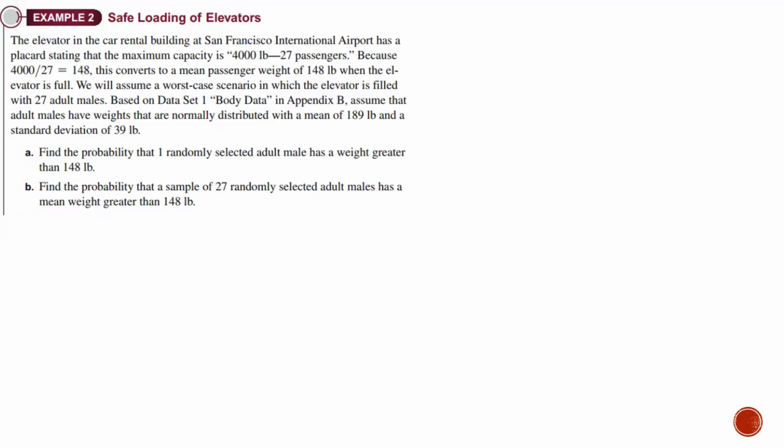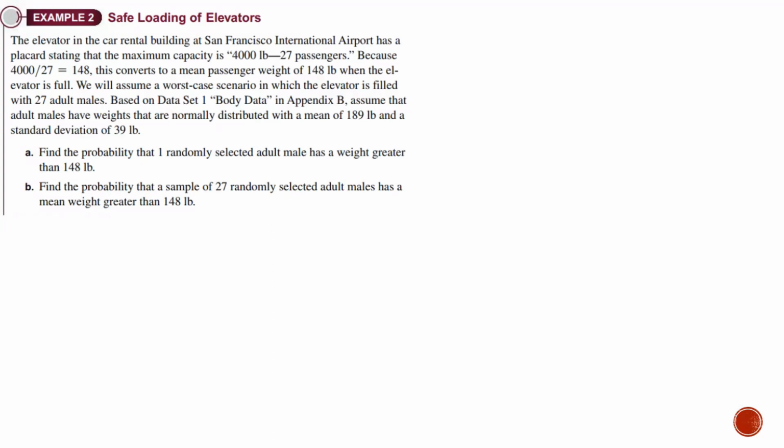I don't know if this is true, so this is an oddly specific example, but here we go. There's an elevator in the car rental building at San Francisco International Airport. Flights land, and everyone goes to get their rental car at the same time, then maybe no one comes for the next hour. So those elevators are busy, and they might actually get close to full. I've had to get on the next elevator because it was too full. I'm sure you've all had this experience. It says the maximum capacity of this elevator is 4,000 pounds or 27 passengers.